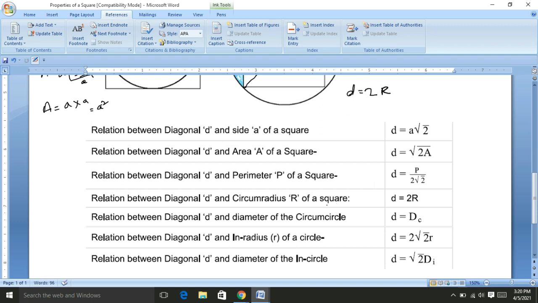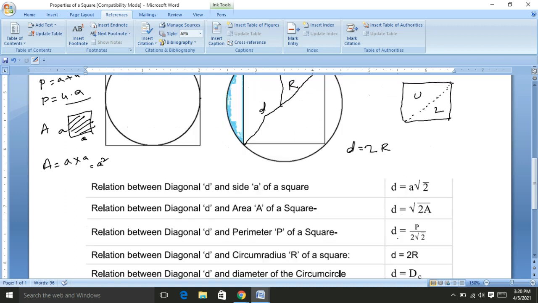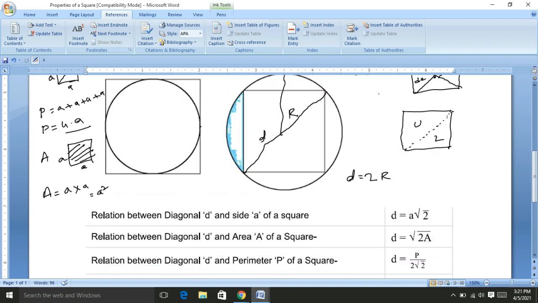In the same way, when we know the diagonal of the square, then the diameter of the circumcircle is equal to the diameter, because we know that this diagonal is equal to the diameter. We know that because the edges of the square, the corner points of the square are on the circle. So here the diagonal is equal to the diameter of the circle.